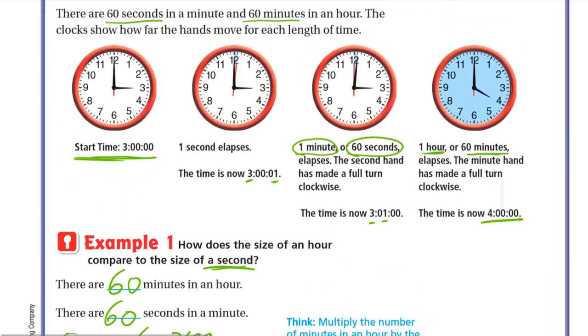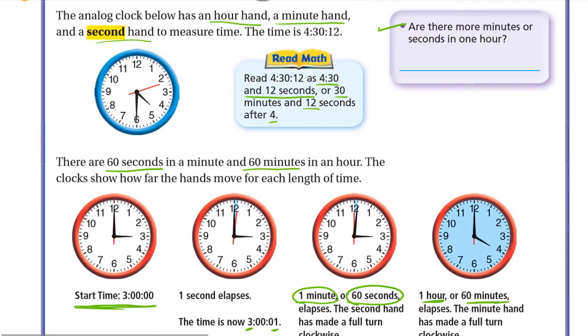Now we can go back to the question: are there more minutes or seconds in 1 hour? There are 60 minutes in an hour, but as we see, 3,600 seconds in an hour. So there are more seconds in an hour.